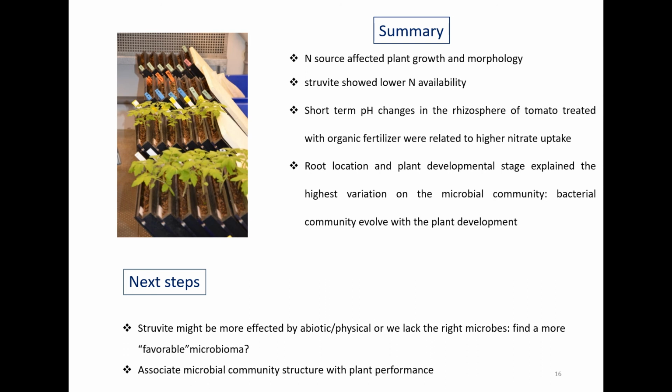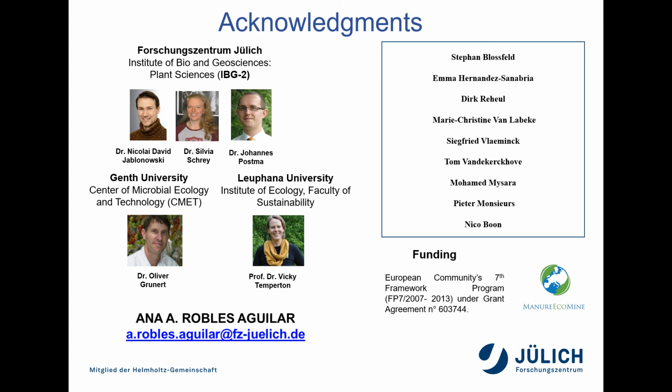So there will be next steps to clarify all this information, because maybe the struvite fertilizer, in that case, is more affected by abiotic or physical factors, or we maybe lack the right microbial community and we need to find a more favorable microbiome for that fertilizer, or investigate really which microbial community explains this change in plant performance, meaning we don't know if it's the microbial community affecting the pH that will affect the plant performance, or vice versa, the other way.